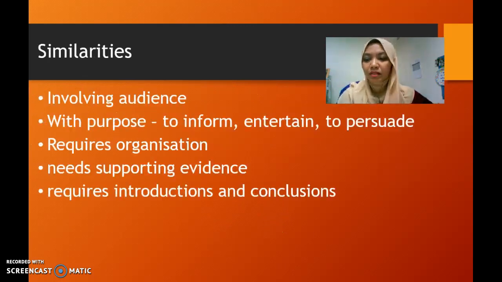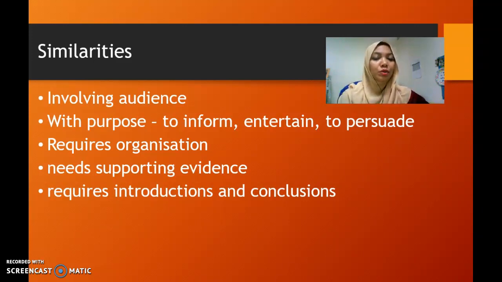Similarities. Both would require an audience. If you don't have an audience, then you're not giving a speech, you're doing a monologue to yourself. And when preparing, it's good for you to bear in mind what is the intention of giving the speech? What's the purpose?